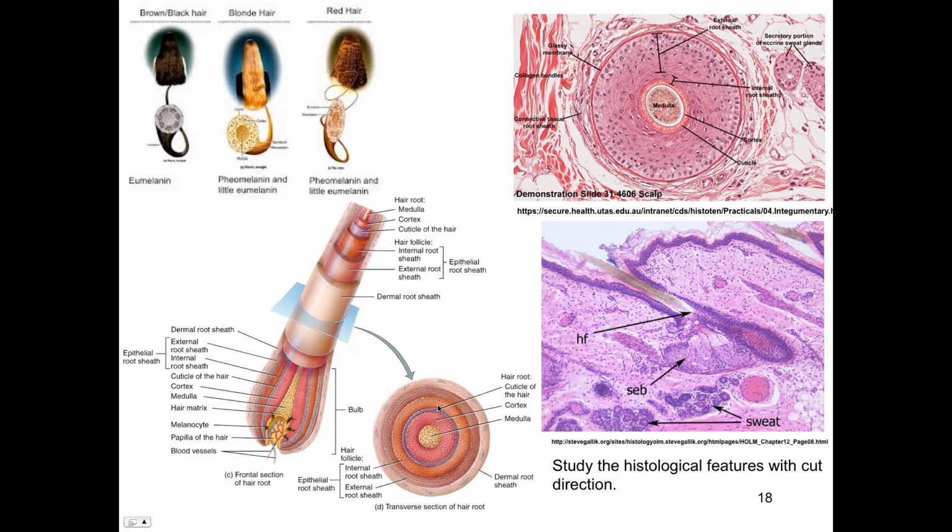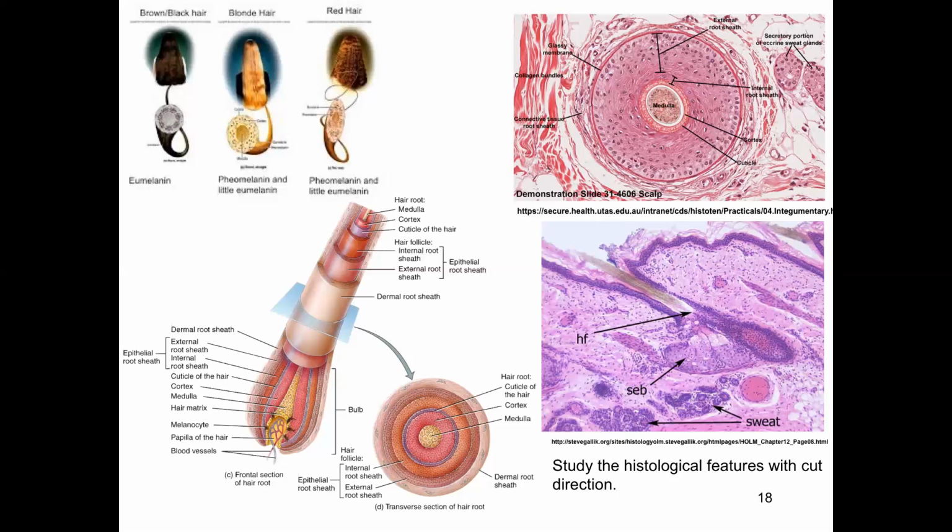Now, here you're looking at the layers. Now, these layers, this is crazy, right? If you're going to learn layers, learn the layers of your skin first, all right? Because I've never asked this, the different layers of the hair. But it's in your learning outcomes, so I'm going to go over it with you, all right?